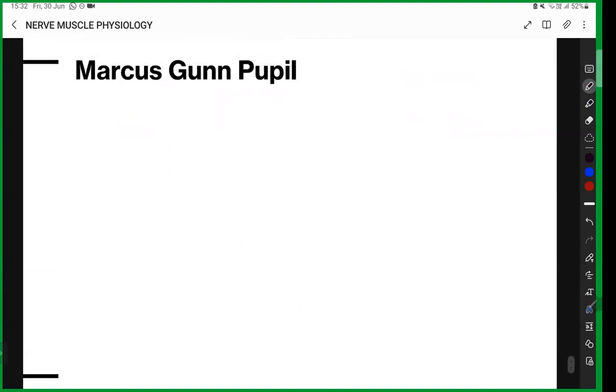Then the Marcus Gunn pupil. I want to talk about this Marcus Gunn pupil. What happens? So, light in the normal eye. Just draw a tabular column like this. Normal eye, light in the affected eye.